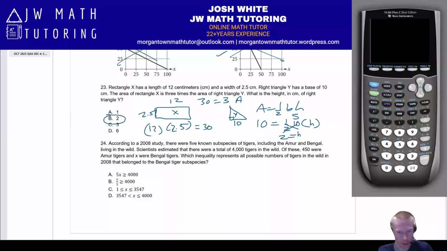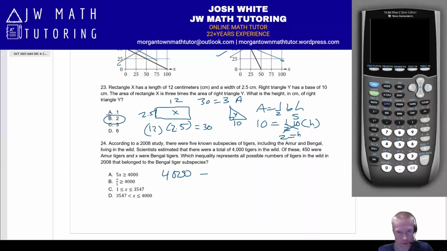450 were Amur, and some unknown number were Bengal tigers. Okay, then you also have 3 other subspecies. They don't tell us the names, but they tell us there's 5 total subspecies. There's Amur, Bengal, and then whatever 3 others. So it says which of the inequalities represents how many there could be that are Bengal.